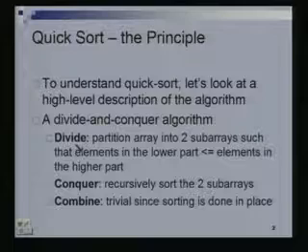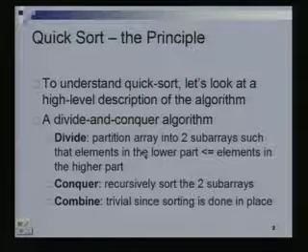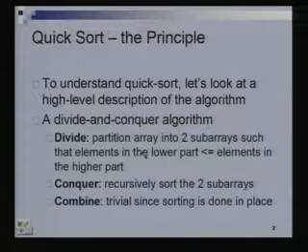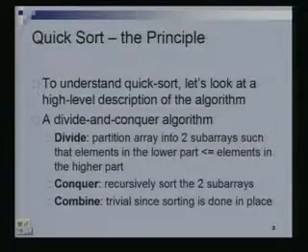So, the divide step in the case of quick sort would be that we will partition our array. We will take the array which stores the n numbers and break it up into two parts. One we will call the lower part, the other we will call the higher part. The property of the lower and the higher part would be that every number in the lower part would be less than every number in the higher part.